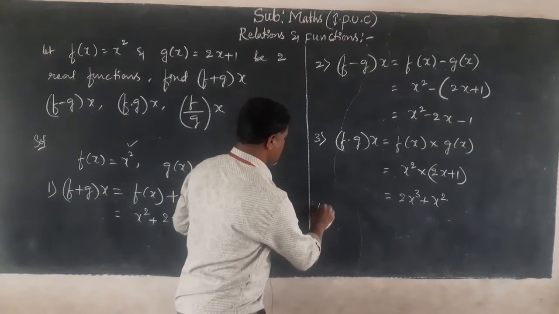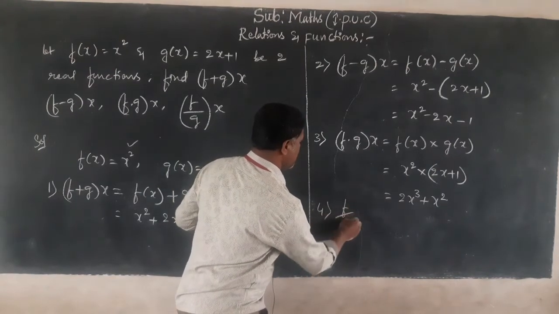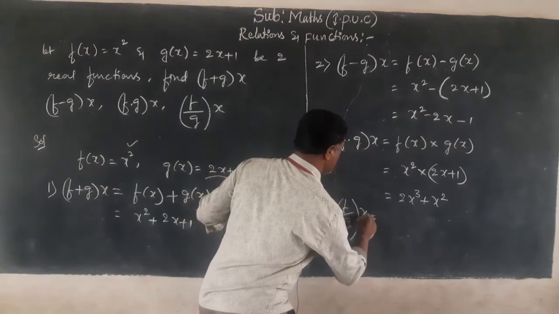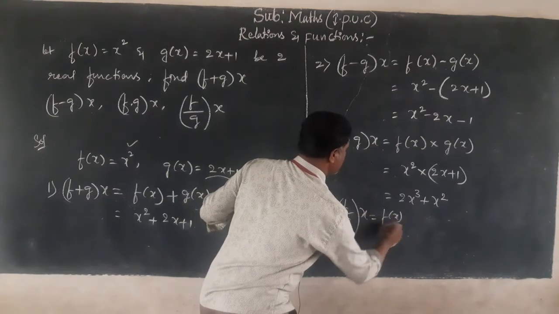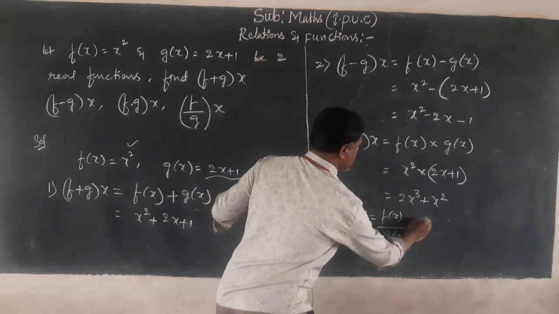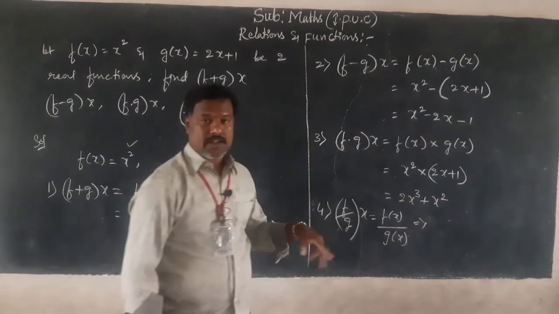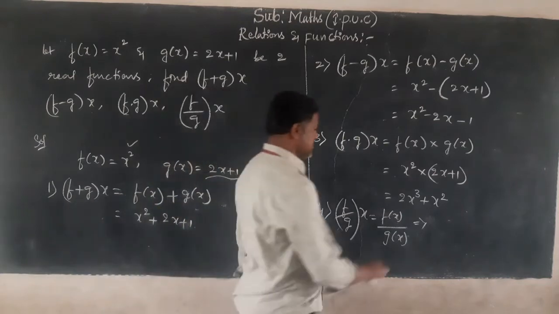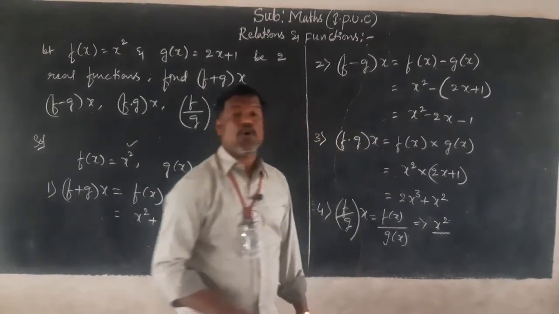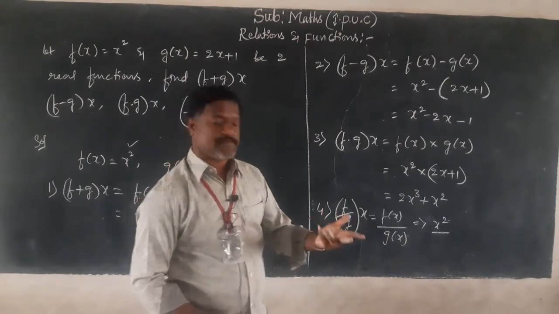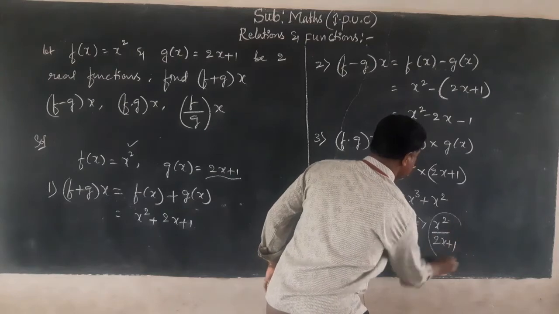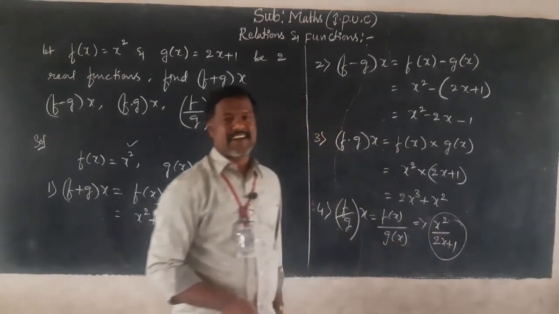The last one is f by g of x, which is equal to f of x by g of x. That implies the value of f of x is x square and the value of g of x is 2x plus 1. See, this is what we call the answer.